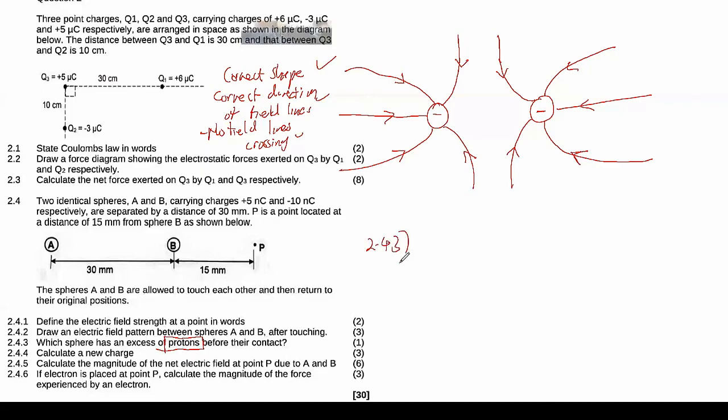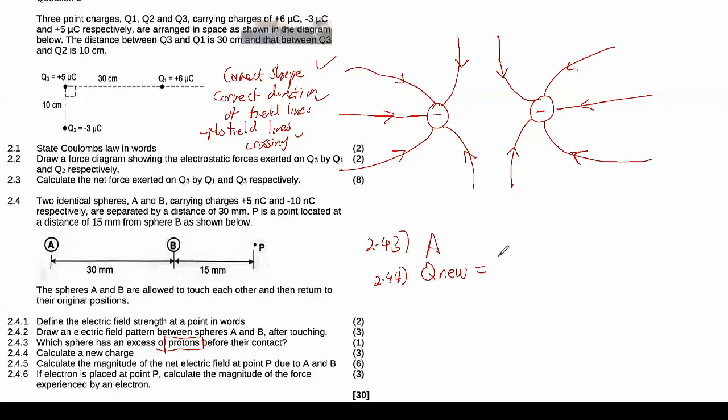So the one with an excess of protons, we do understand that it is the positive one. So it is definitely A. So charge A is the one with an excess of protons. Now 2.4.4 is saying calculate the new charge. So we already tried to calculate that one, but now let's just calculate it correctly.